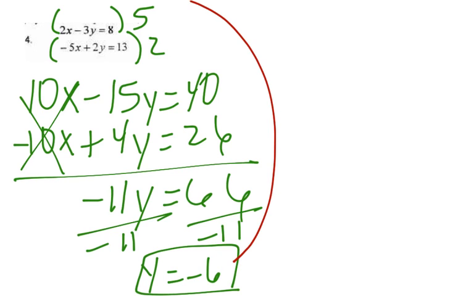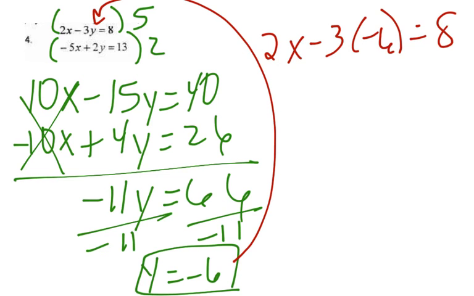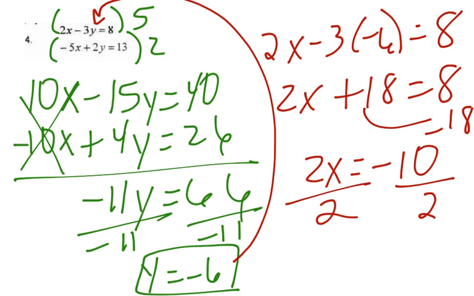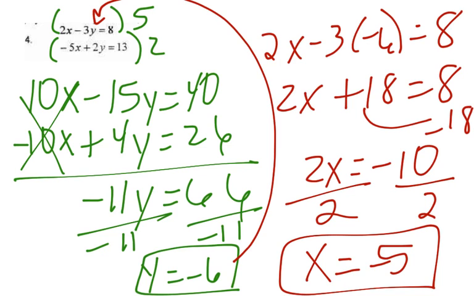Take your negative 6, put it in for y. So 2x minus 3 times negative 6 equals 8. 2x plus 18 equals 8. Bring your 18 and subtract it. 2x is equal to a negative 10. Divide by 2, x equals negative 5. Remember, you can check it if you want.